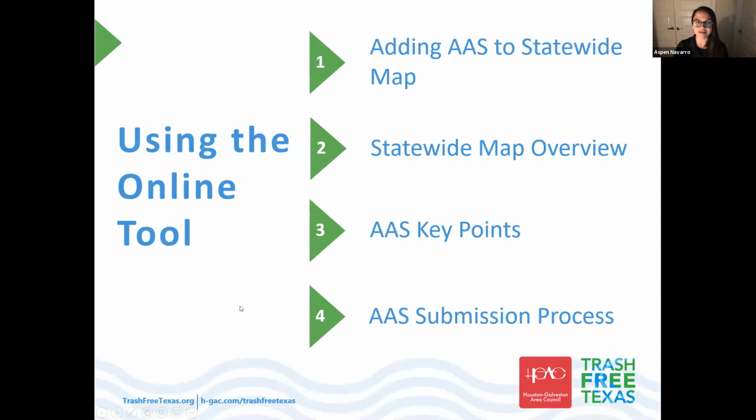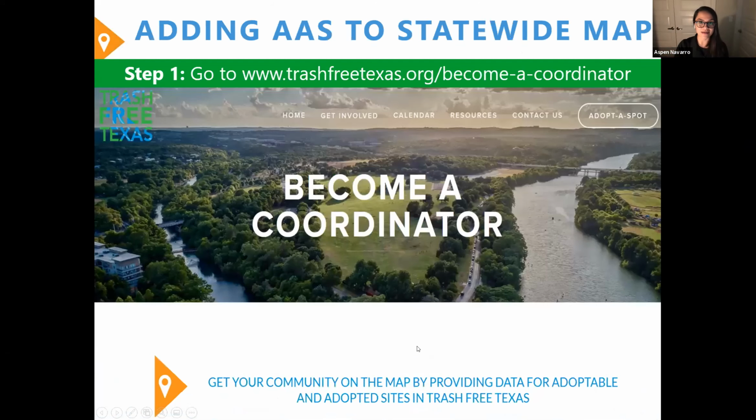So just 4 key things I'll be going over with y'all today: how to add your Adopt a Spot sites to the statewide map overview, a couple of key points about Adopt a Spot locations, and then lastly, the Adopt a Spot submission process, just kind of showing you overall what it looks like from start to finish to get your sites on the map. Okay, and then so first things first, you're going to go to trashfreetexas.org.